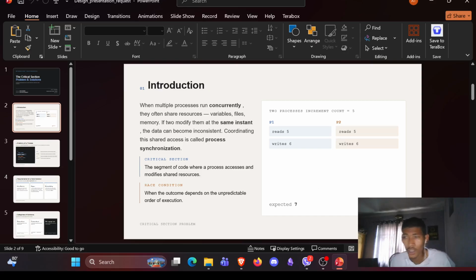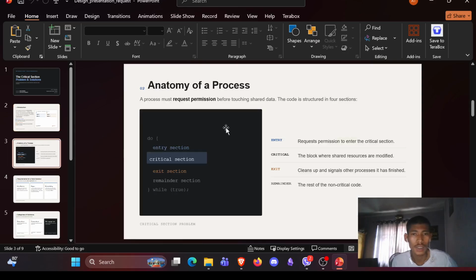The segment of code where a process modifies shared resources and data is called a critical section. Coordinating access to it is the critical section problem. And we are going to the second slide.